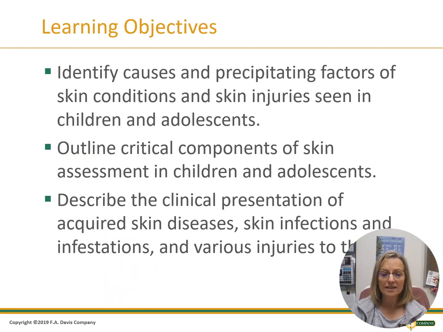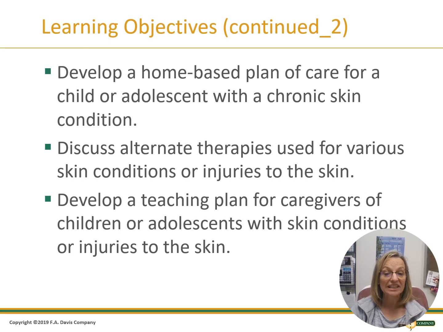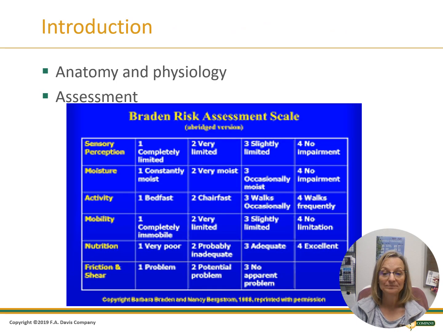We're going to talk about causes and precipitating factors. We will talk about how to do an assessment, the clinical presentation, signs and symptoms, any comorbidities that could be related to internal issues. We'll talk about diagnostics. We'll talk about emergency care. We're going to talk about nursing interventions, how to develop a home-based plan of care, and alternative therapies. So lots and lots of stuff for this chapter.